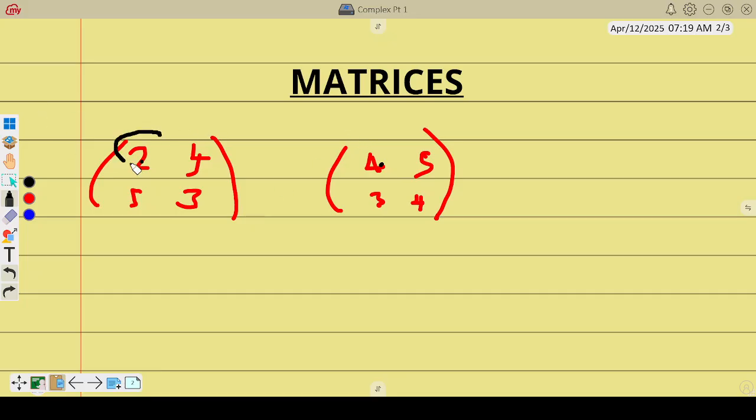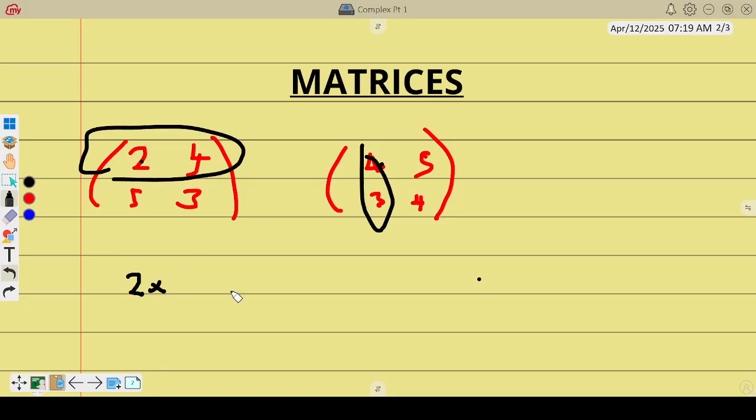So in a matrix we have what are called rows. These are rows, and these are columns. So we multiply row by column. All those, the rows by column, multiplication also, can't we just skip it? Yeah, we're going to skip it. So like we multiply row by column, we would say 2 times 4, you see, plus 4 times 3.